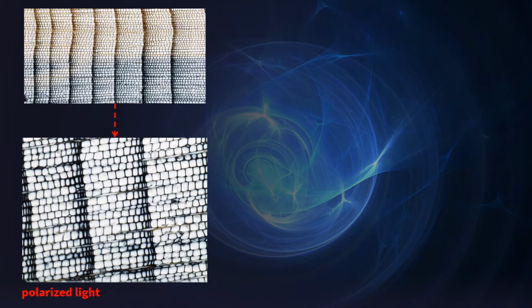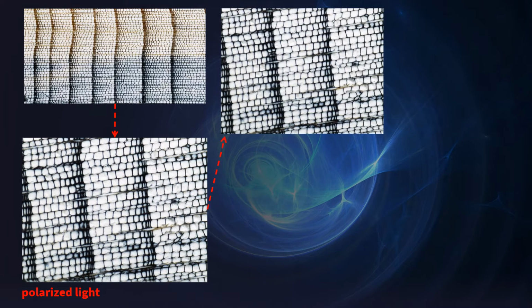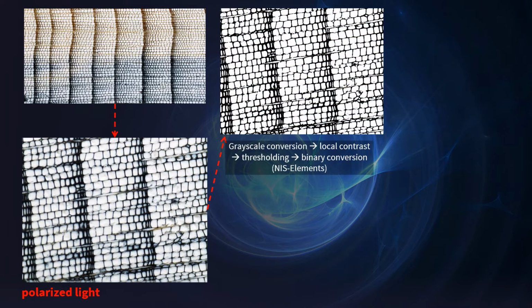So with polarized light, we get a much higher contrast, a much better visual representation of the structure of the sample. And then taking those images, we go through a series of steps with some contrast adjustment, thresholding, and then a binary conversion to end up with these binary black-white images, which should theoretically represent the structure of the sample.